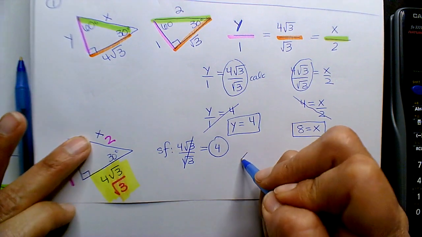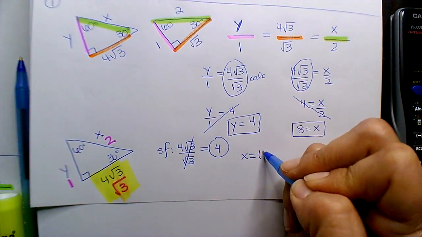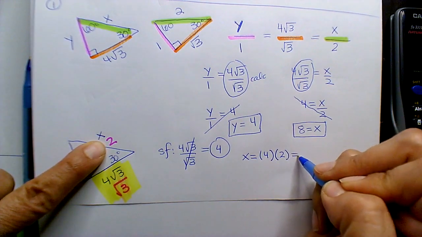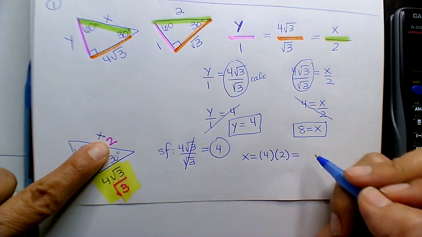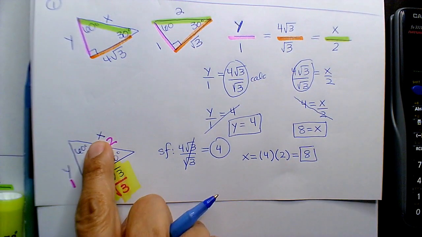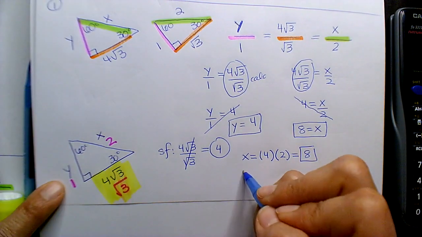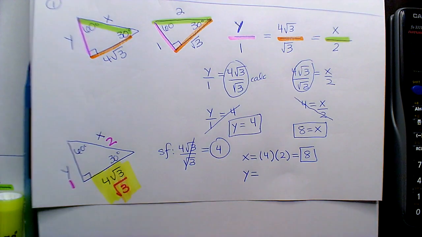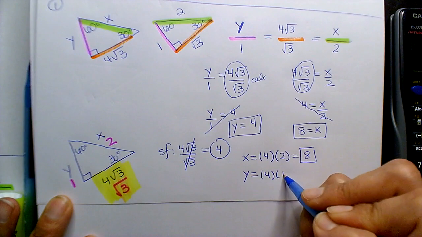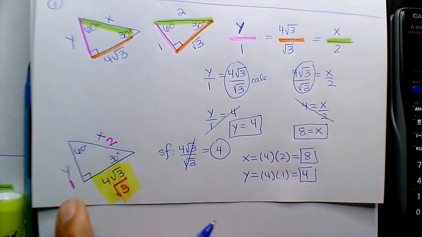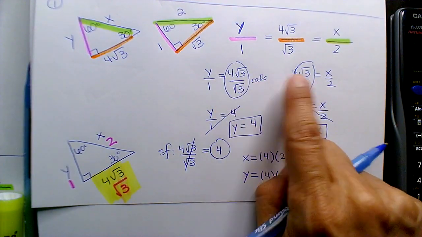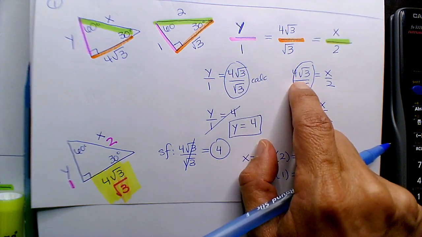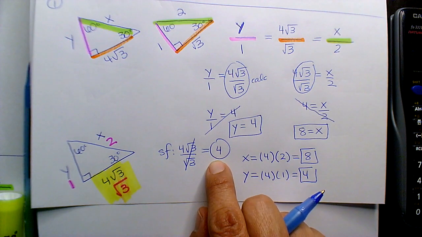So how do I find x? Your scale factor 4 times your reference 2. And so what is 4 times 2? 8. And that's the value of x. How do you find y? Scale factor 4 times reference 1. And so 4 times 1 is 4. And so what you're doing is you're still doing the cross product property. It's just we decided to simplify this 4 rad 3 over rad 3 over here.